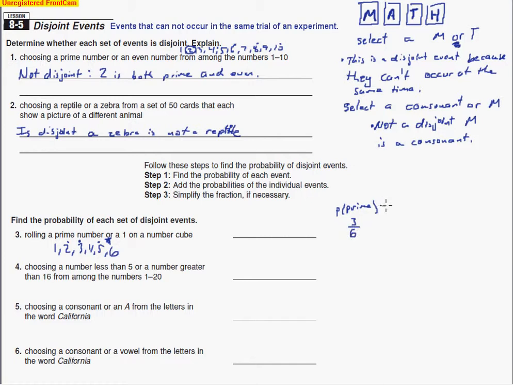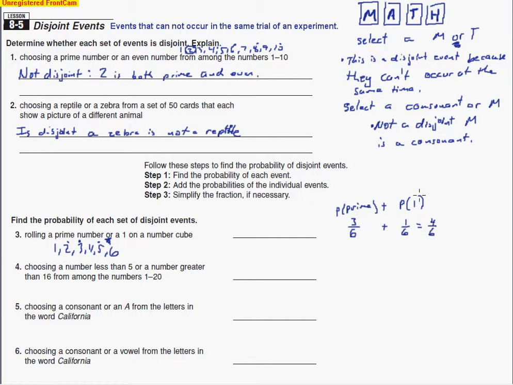Well, if it's a disjoint event, we'll be able to add them together. So what's the next one? Probability of rolling a 1 on a number cube. And remember, 1 is not prime, so this is a disjoint event, and we can add the probabilities together. So 1 out of 6, we add those together, we get 4 out of 6.